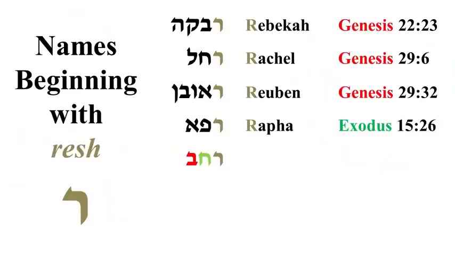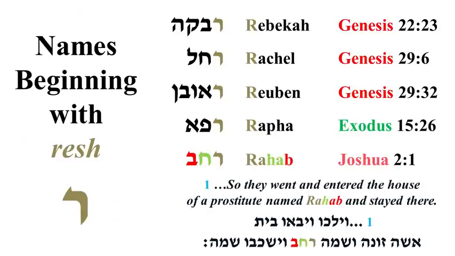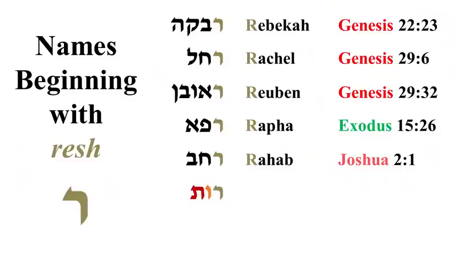Another one here is Resh, Chet, Bet. Rahab. In Joshua 2:1, so they went and entered the house of a prostitute named Rahab and stayed there. Rachav in the Hebrew. Remember, they sent the spies into the promised land, and they were taken in and hidden by Rahab. Very nice. Resh, Vav, Tav.